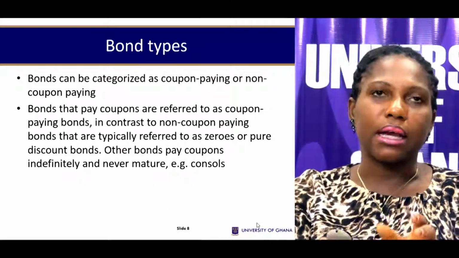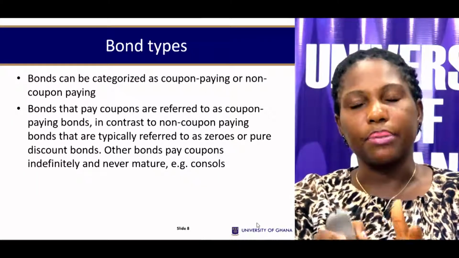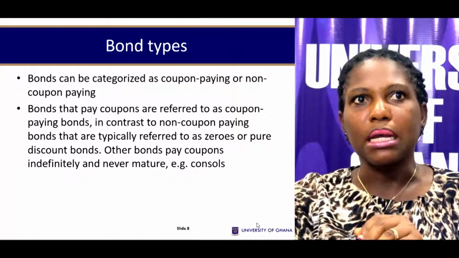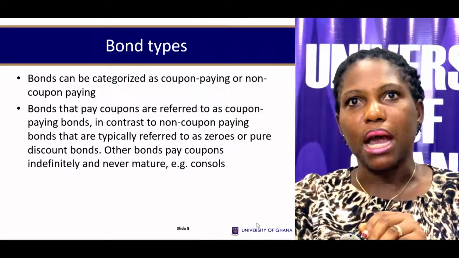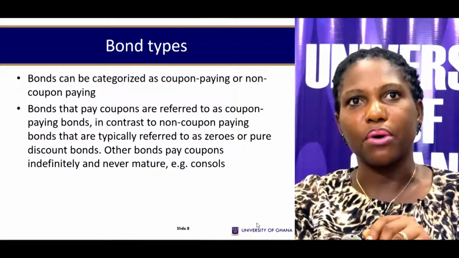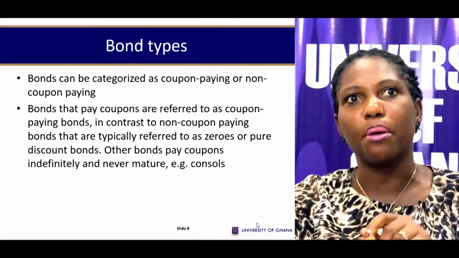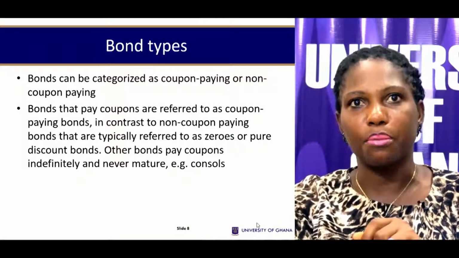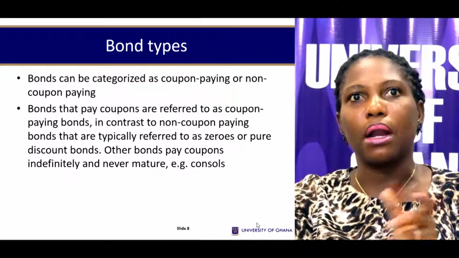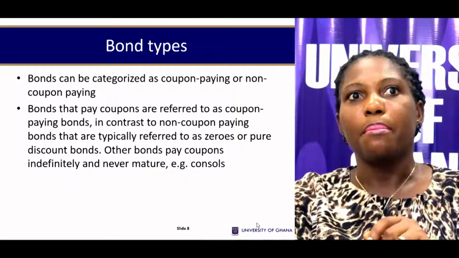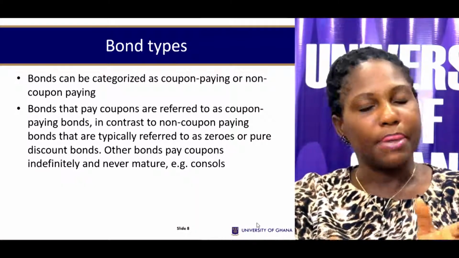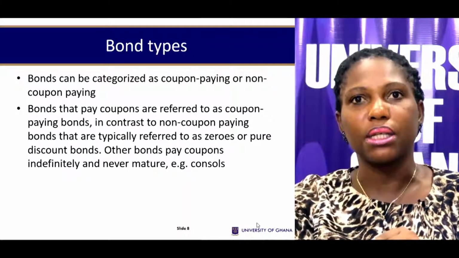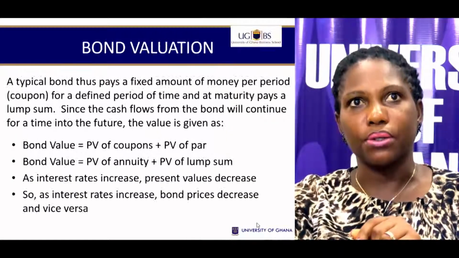Now, in general, the categories of bonds can either be put as coupon paying bonds or non-coupon paying bonds. Bonds that pay coupons are normally referred to as coupon paying bonds, as I mentioned, in contrast to non-coupon paying bonds that we normally refer to as zeros or pure discount bonds. Other bonds may pay coupons indefinitely and never mature, in which case it is similar to what we refer to as a perpetuity, and an example is a consol.